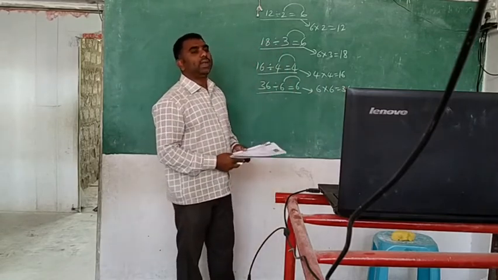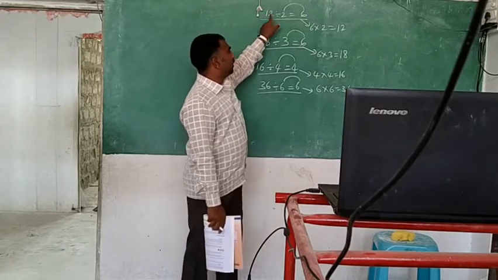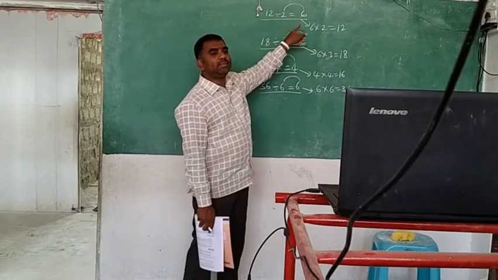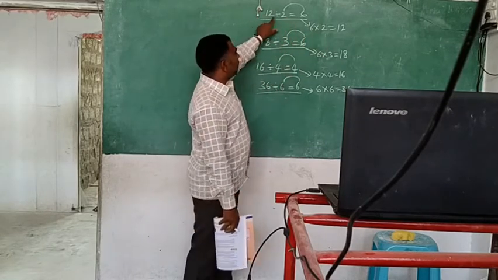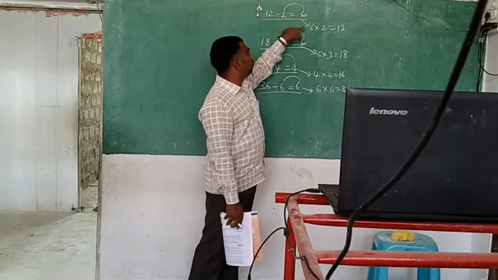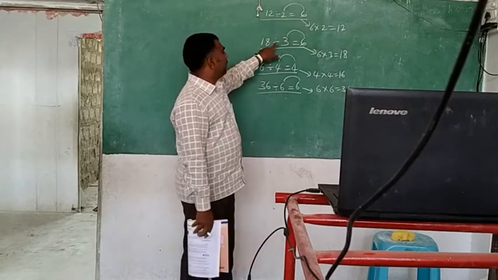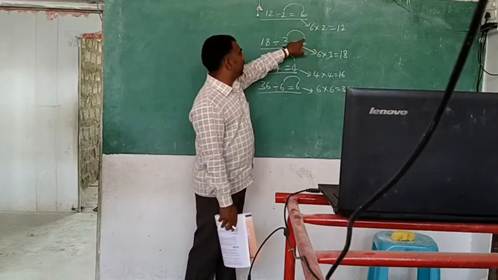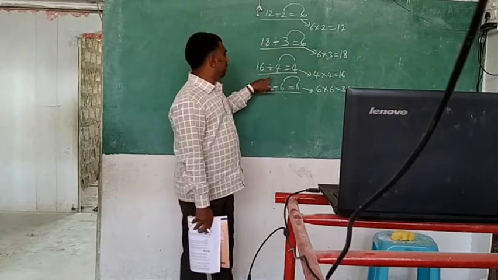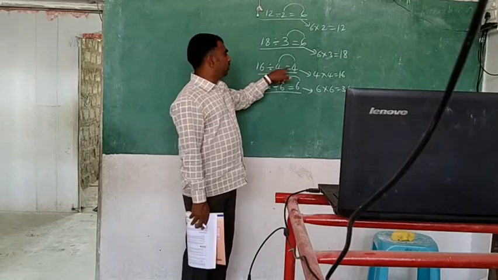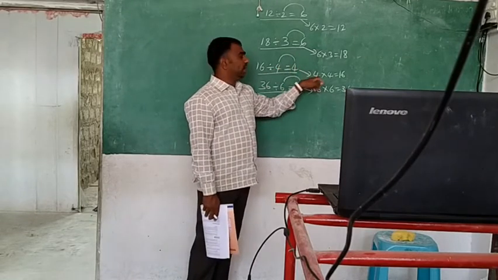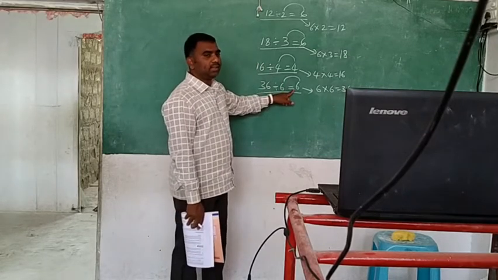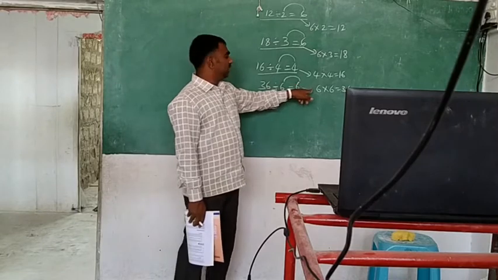So what are you finding here? Every division we will write as multiplication. When 12 divided by 2 is 6, you can say 6 2s are 12. When 18 divided by 3 is 6, this division we can say in the form of multiplication: 6 3s are 18. 16 divided by 4 means you will get 4, means 4 4s are 16. And 36 divided by 6 will be 6, means 6 6s are 36.